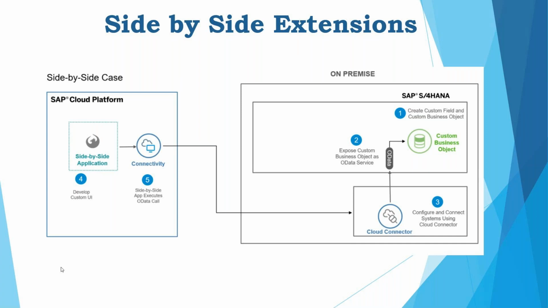Understood what BTP is? It's a big ocean. In that ocean, one of the services which we are using is called the ABAP service, to develop enterprise-grade applications, Fiori applications or APIs. Any more questions?